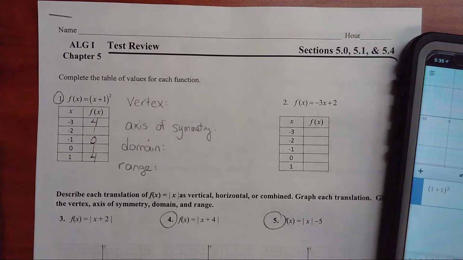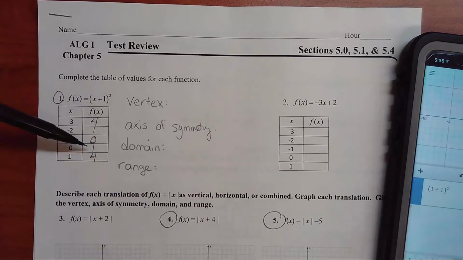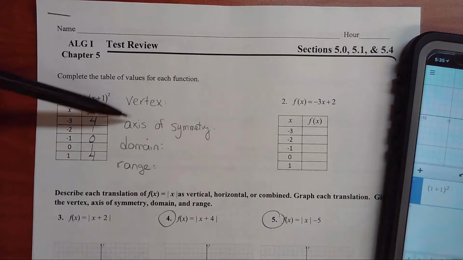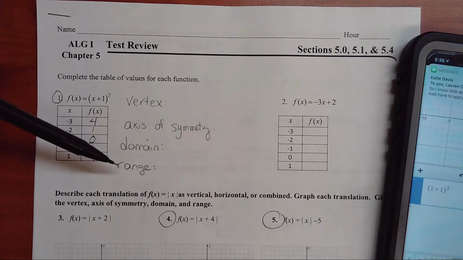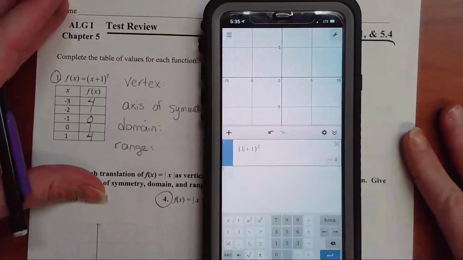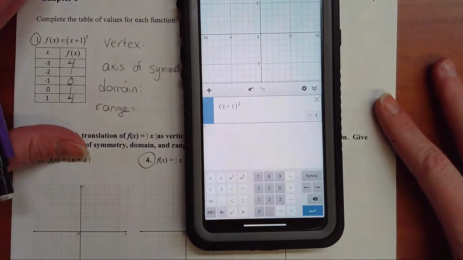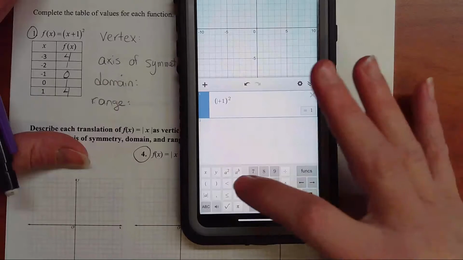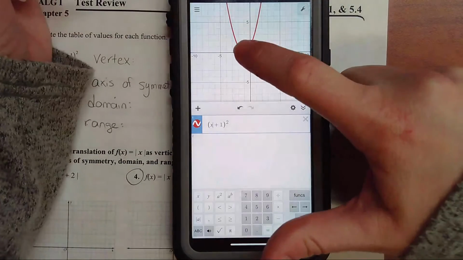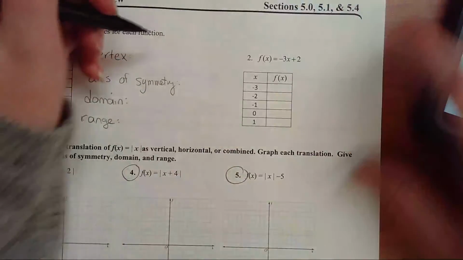So I'm going to add to this problem because you kind of need to know it for your test tomorrow. So once you have your table, then I'm going to ask you to identify these 4 things: vertex, axis of symmetry, domain, and range. So what you're going to do then is graph this using your phone. This is what the graph looks like. So if you look here, this is your vertex. It's at -1, 0.